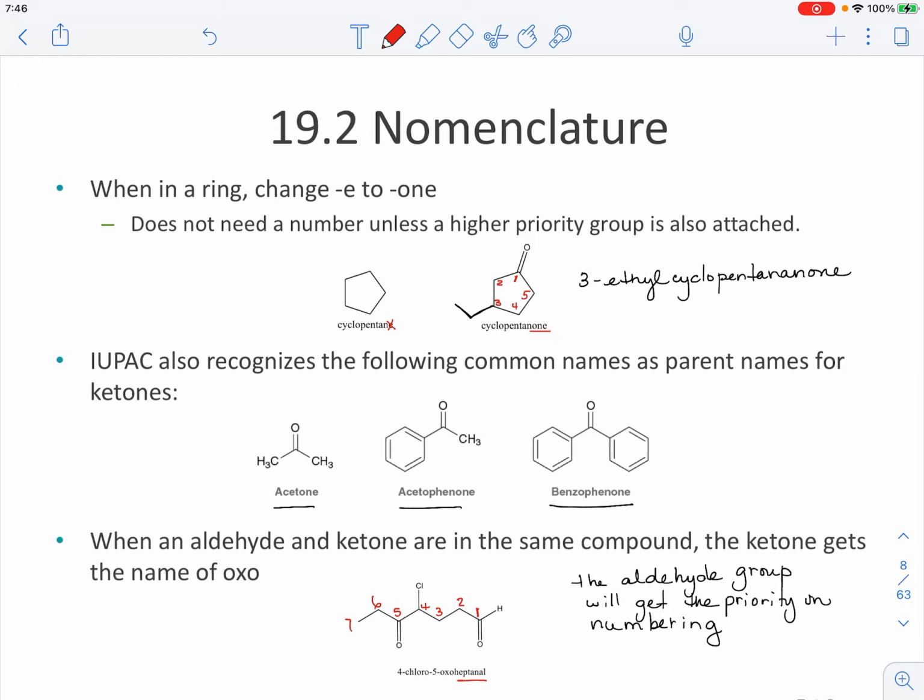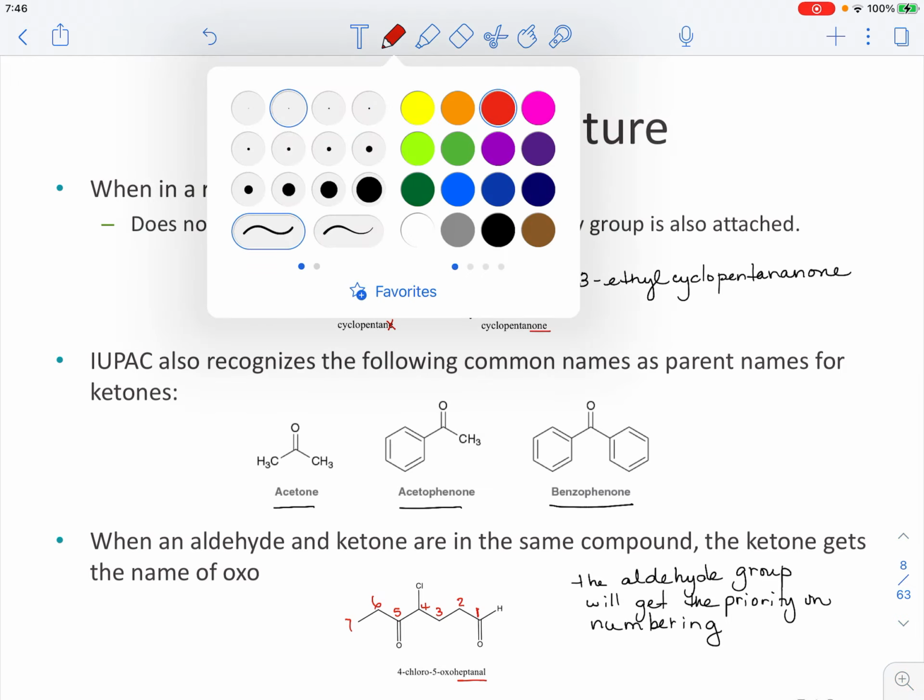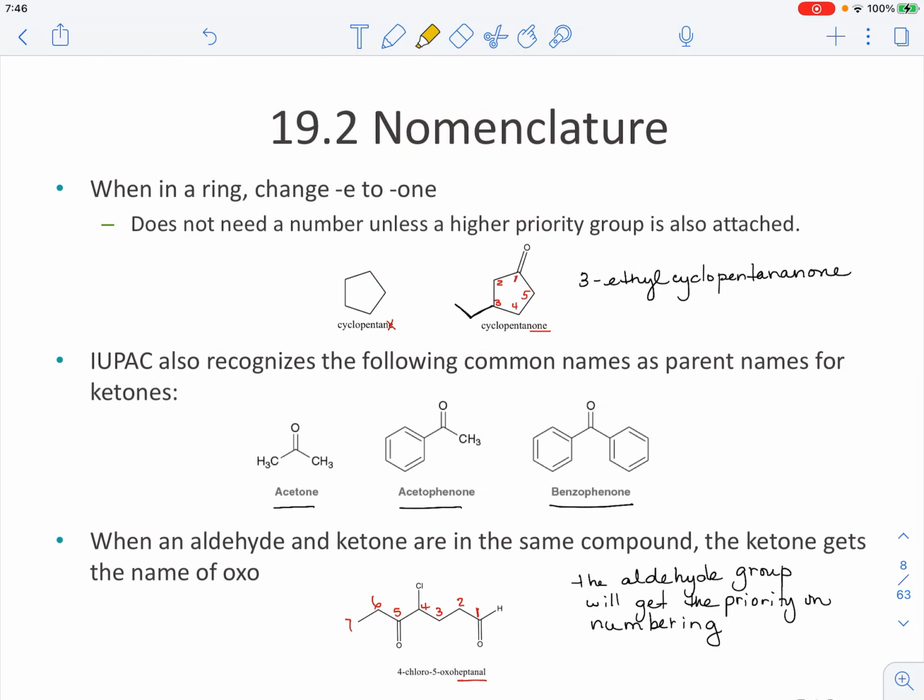Then we're going to have 2 substituents, which I'm going to highlight in yellow. One is the chlorine, and the other one is going to be the C double bond O. The chlorine is going to be known as a chloro group, while the C double bond O is known as an oxo group. We still have to put them in alphabetical order, so that's why the correct name for this molecule is 4-chloro-5-oxo-heptanal.